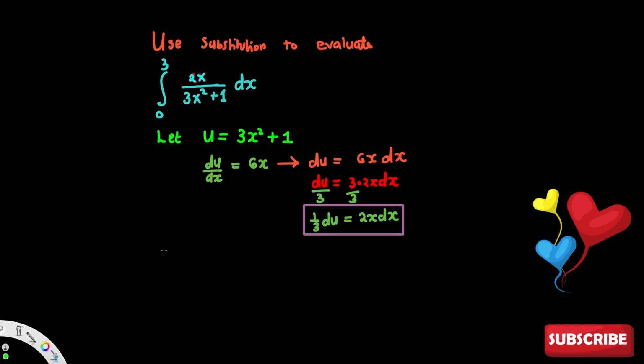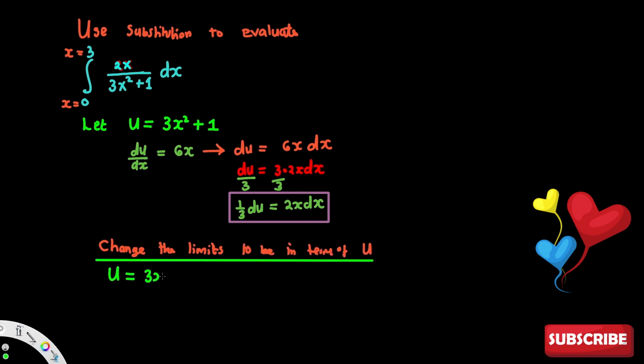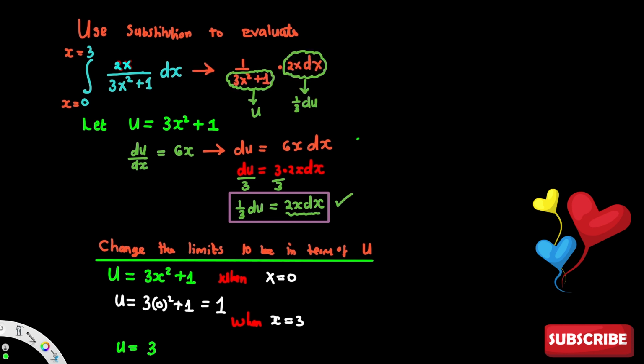The next thing we're going to do here is to work out the limits, because you can see the limits that we have are 0 to 3. This is x and that is x. So we can change the limits to be in terms of u. Having said that u equals 3x squared plus 1, when x equals 0, our u is going to be equal to 1. When x equals 3, we substitute that into the expression of u, and this is equal to 28.